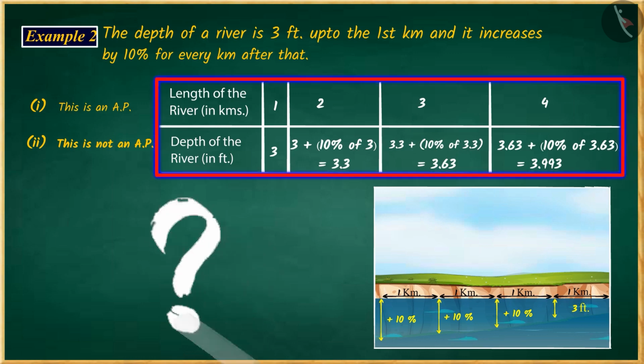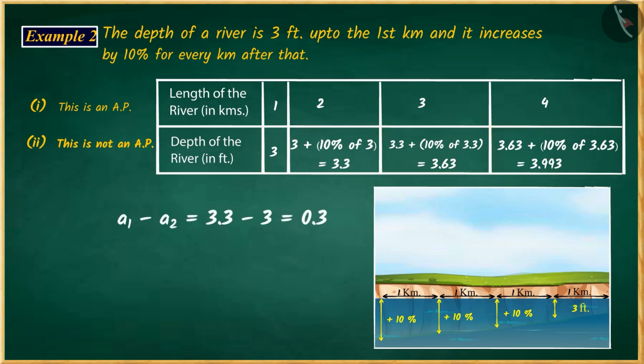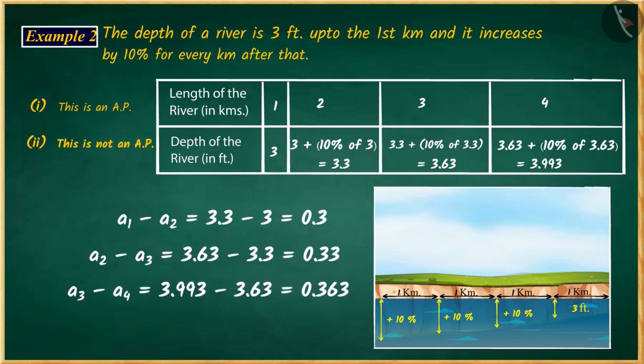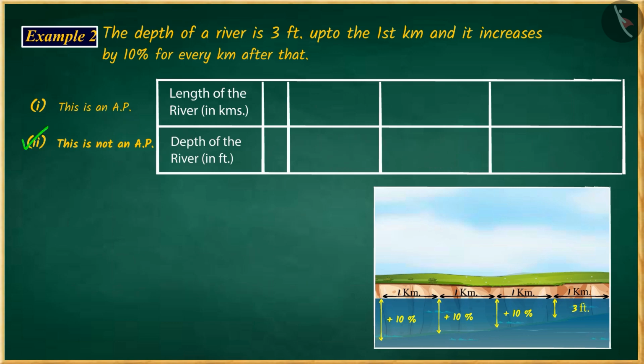Is this an arithmetic progression, that is an AP? To check this, we will have to discuss the common difference of this series. When we find the difference between the 2 consecutive terms of this series, we find that this difference is not the same. Hence, this series is not an arithmetic progression. So, option 2 is the correct answer.